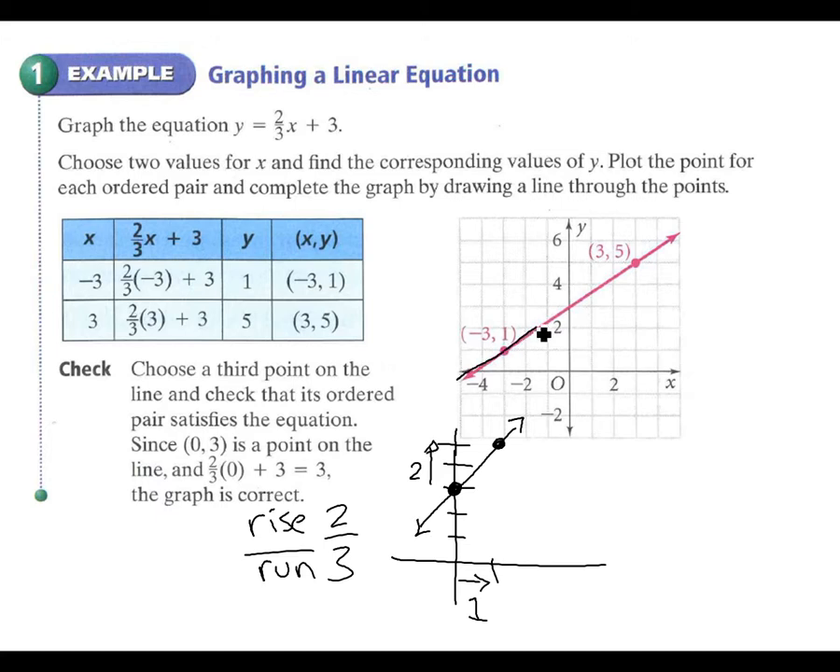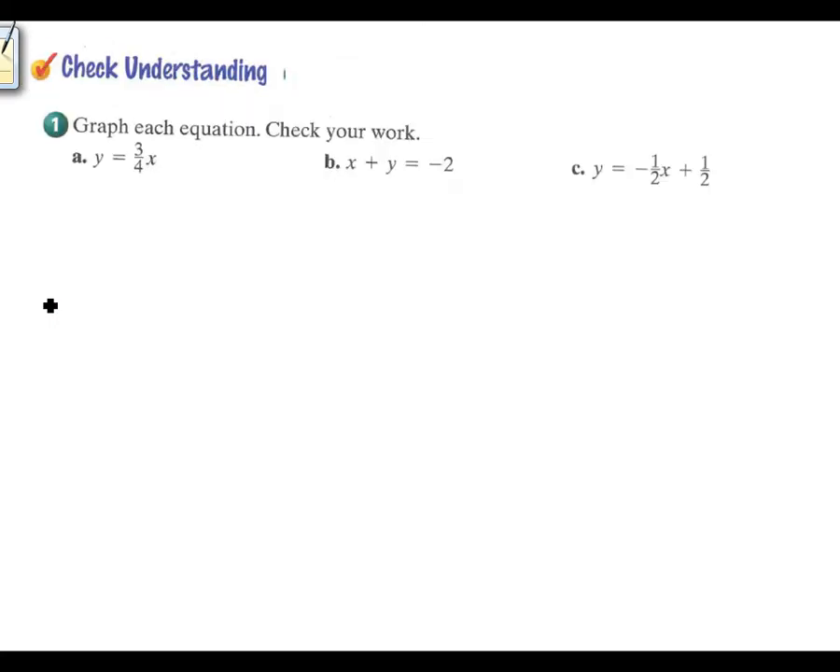All right, so we can either make a t-table over here, or we can use our slope-intercept, either way to graph the line. So use one of those two methods and see if you can graph these 3 equations, A, B, and C.